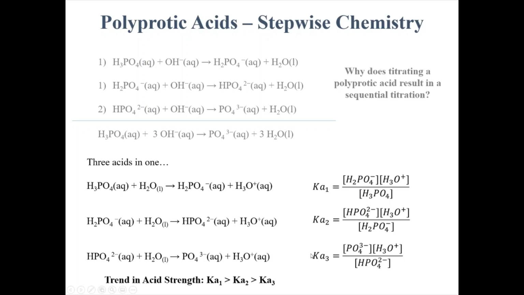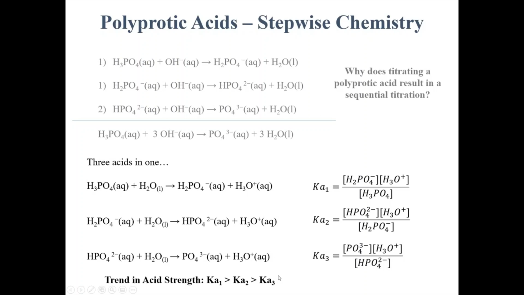Now, if you go back to your notes in chapter 15, what you're going to remember is that as you take protons off, the trend for acid strength is that the acid with 3 protons is going to be stronger than the acid with 2 protons, which is going to be stronger than the acid with 1 proton. So in essence, Ka1 has got to be greater than Ka2, which has got to be greater than Ka3.